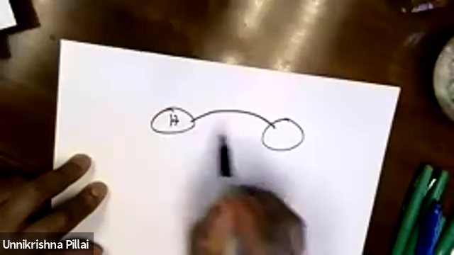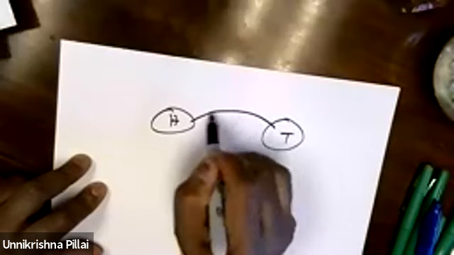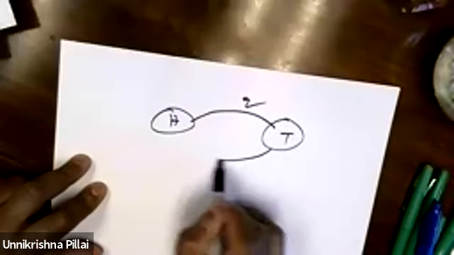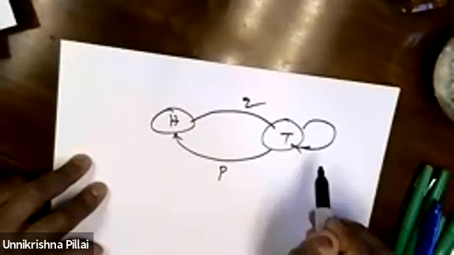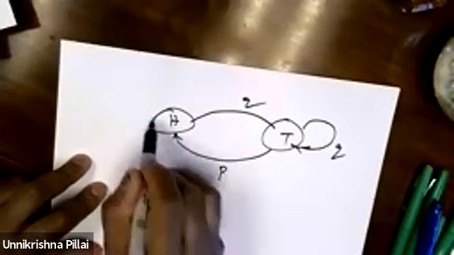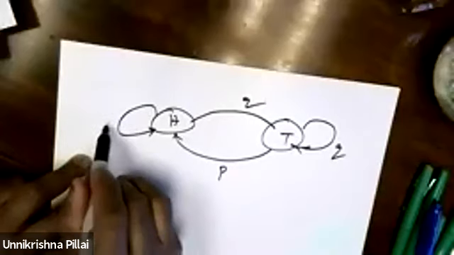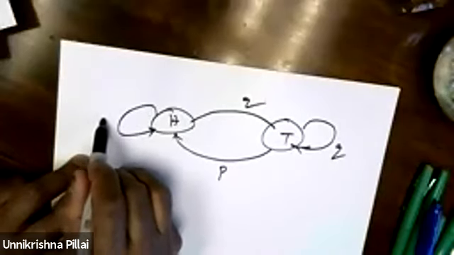So only two states, right? If it is head, you can go to tail with the probability Q. If it is tail, you can come back to head with the probability P. If it is tail, it can stay there with the probability Q. Here it can stay there with the probability P.